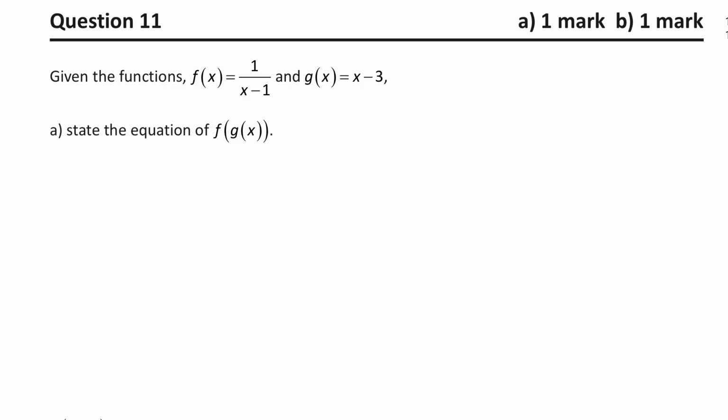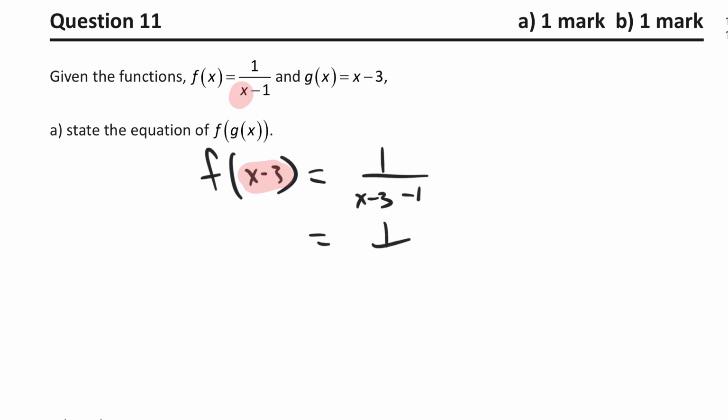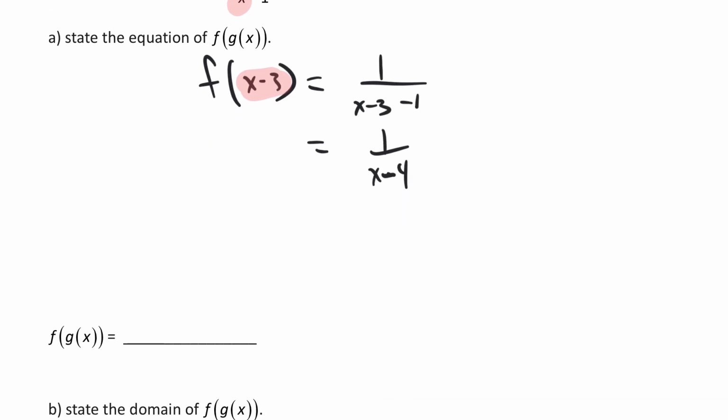All right, question 11. Given the functions f of x and g of x, state the equation of f of g of x. Well, this is always fun. We have to do some function composition. So let's go ahead and go step by step. F of g of x means f of x minus 3, because that's g of x. And then everywhere we see an x, we're going to replace it with an x minus 3. So that's going to give us 1 over x minus 3 minus 1, which we could simplify as 1 over x minus 4. Let's go ahead and put that in the little blank provided. 1 over x minus 4.